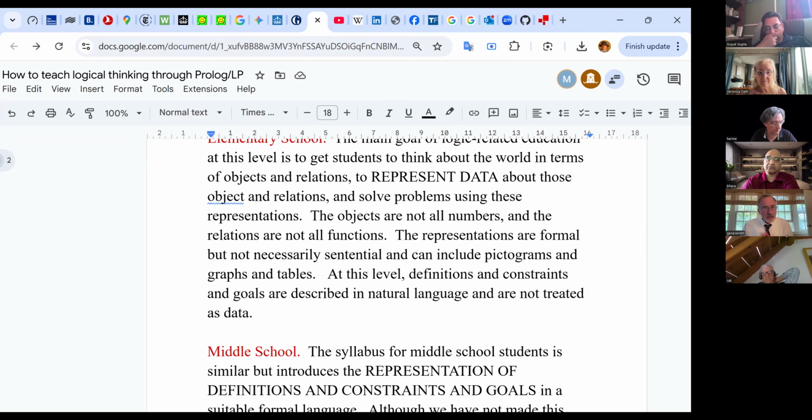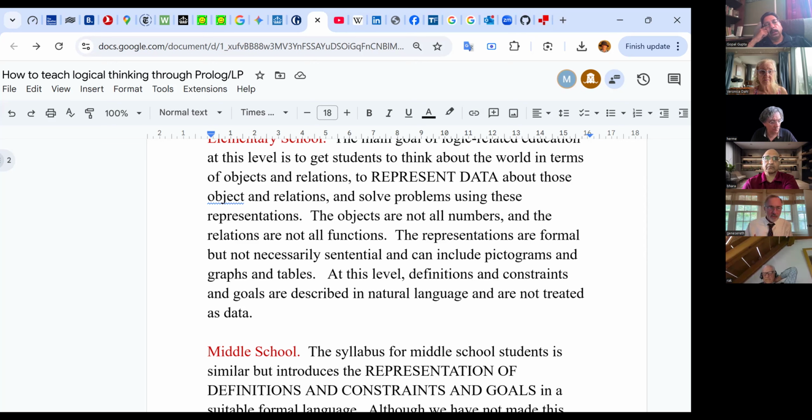And then the representations that we imagine is that they have formal representations, but they're not necessarily sentential. It could be graphs with pictograms for the nodes of the graphs, arcs representing different colors, kinds of arcs representing relationships and so forth. That's the level of formal representation. Could always use tables or simple sentences, but that's it. So we expect them to explicitly represent data. The definitions, constraints, goals, whatever are assumed to be described in natural language, not in a formal fashion. We're not trying to get them to write down definitions of things in a formal language.